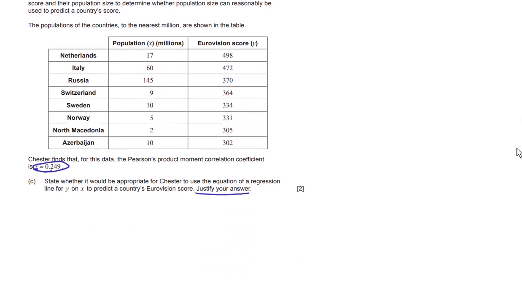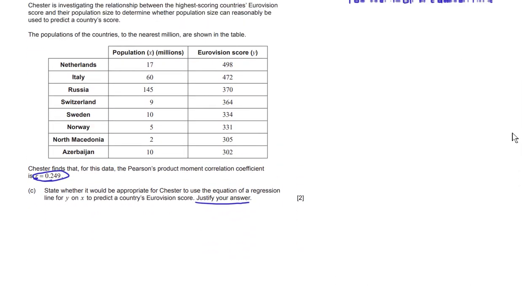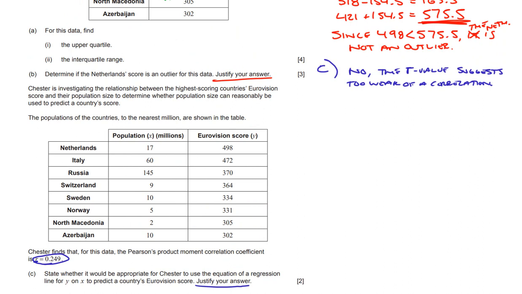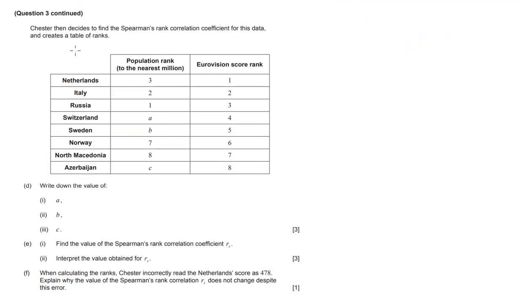Moving on to. I thought there was some more on this. There is more on this. Question 3 continued. Next page. So, Chester then decides to find Spearman's rank correlation coefficient for this data and creates a table of ranks. So here's the Eurovision score rank, 1, 2, 3, 4, 5, 6, 7, 8, and then here's the population rank with a couple missing pieces, A, B, and C. So it says write down the value of A, B, and C.